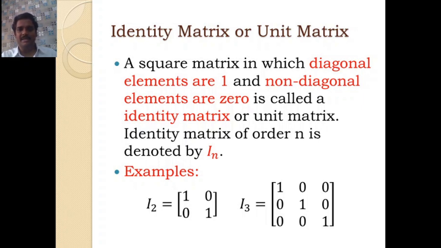This identity matrix has a special notation which is given in the next statement, In. In denotes the identity matrix of order n. An example is given below. I have given examples of I2 and I3. Let's talk about the identity matrix of order 4.